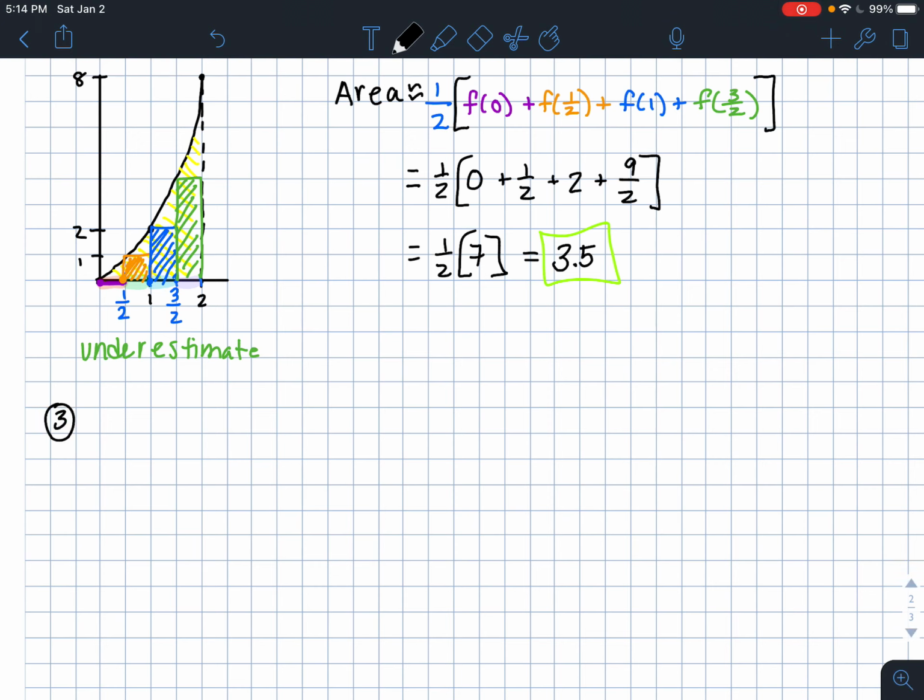Okay. So the third type of Riemann sum that we can set up, we did the left side, we did the right side, we can go straight down the middle. So this is called a midpoint sum.